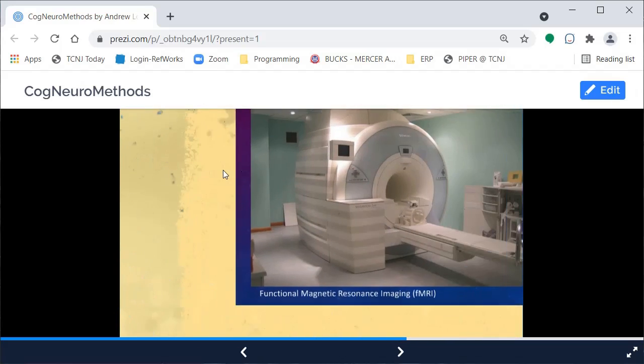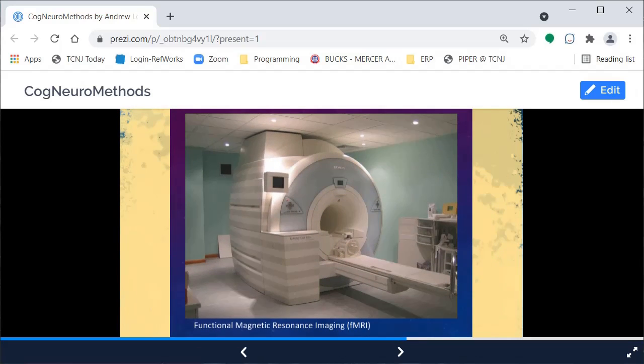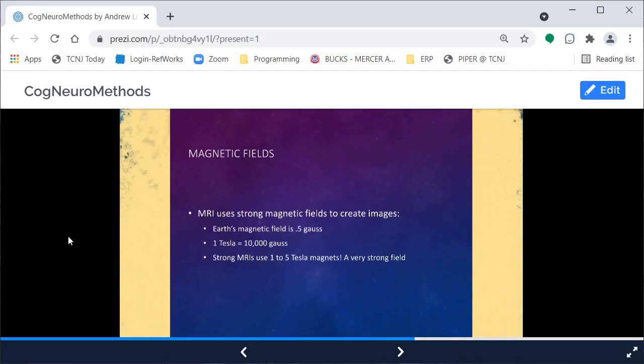Okay, let's talk about functional magnetic resonance imaging, or fMRI. It's a very common technology that's used to image the brain, and it's based off of magnetic resonance imaging, which uses magnetic fields to create the images.